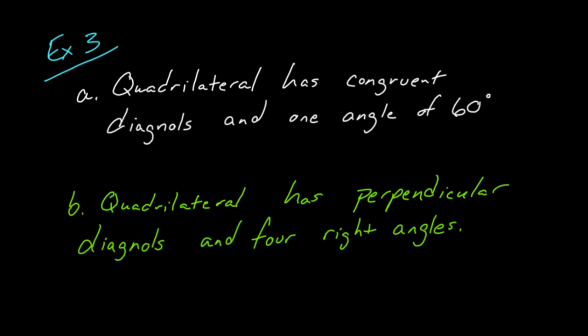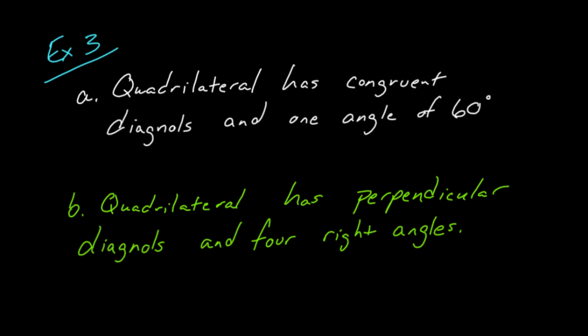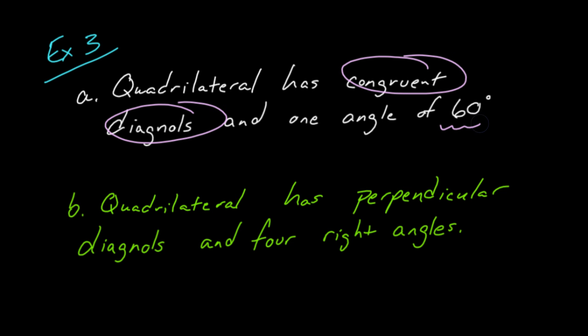And what I want you guys to do, it's just a couple of statements. The first one is that a quadrilateral has congruent diagonals and one angle of 60 degrees. And then the second statement is a quadrilateral has perpendicular diagonals and 4 right angles. And we want to figure out what kind of a parallelogram these are. So the first one, a quadrilateral has congruent diagonals and one angle of 60 degrees.